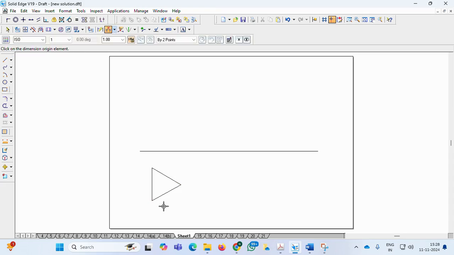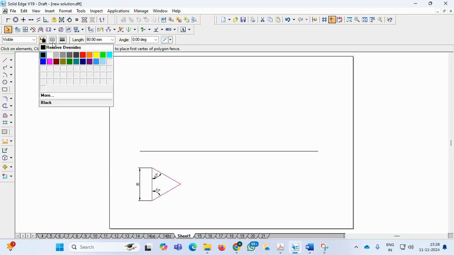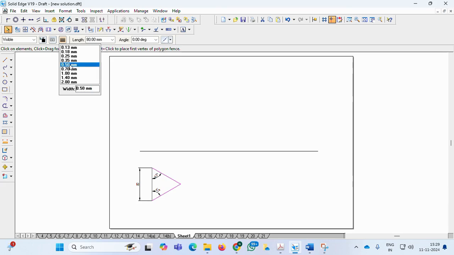So angle 60 degree, 60 degree. So just increase this by 2 mm. Next smart dimension. So 80. Select these lines and make them bold.